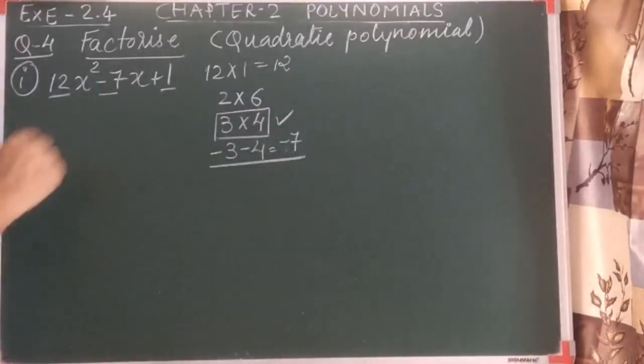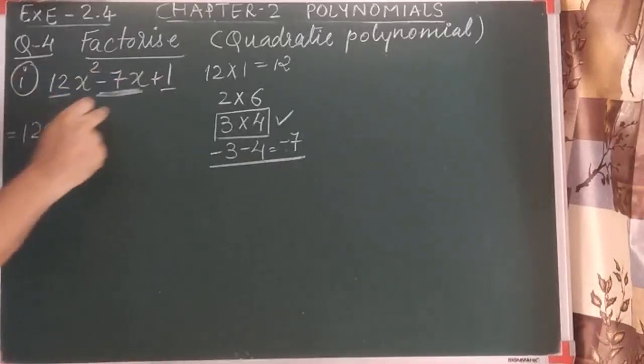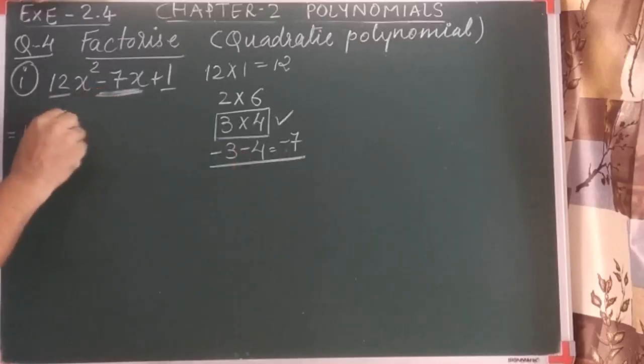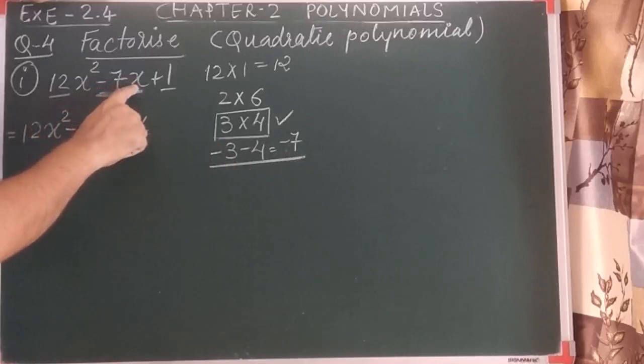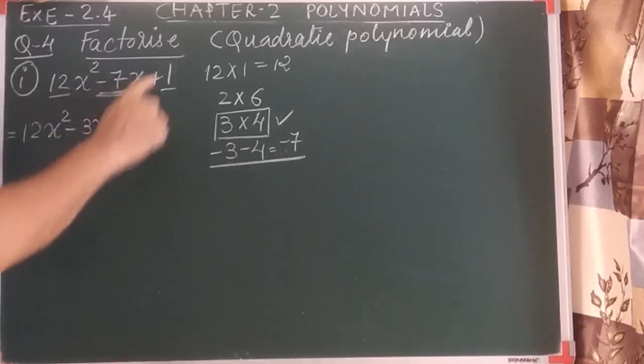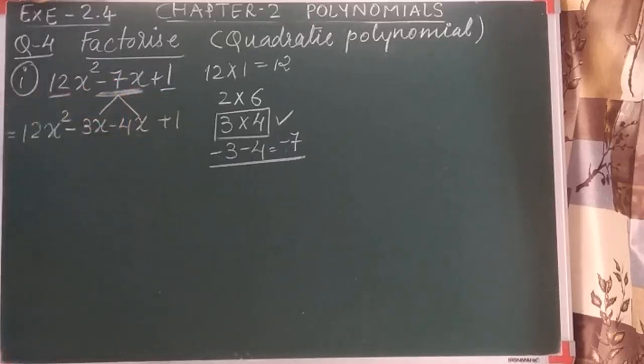So what we are going to do, we'll split this middle term. You should remember your first term as it is. When you are splitting the middle term, as we discussed, -3, -4. As the middle term is x, it should be -3x, -4x. And the last term as it is. You can see that I have split the middle term. The sum of these two is -7x.